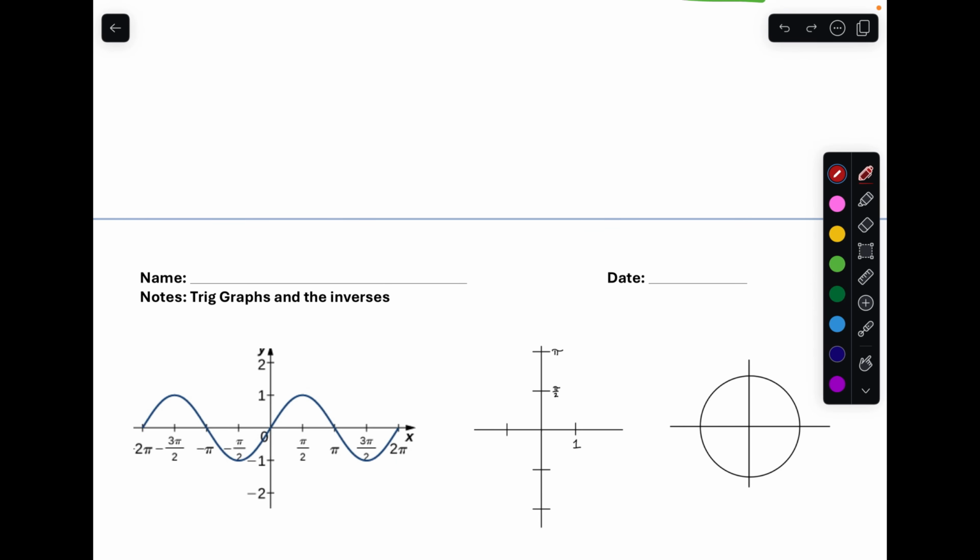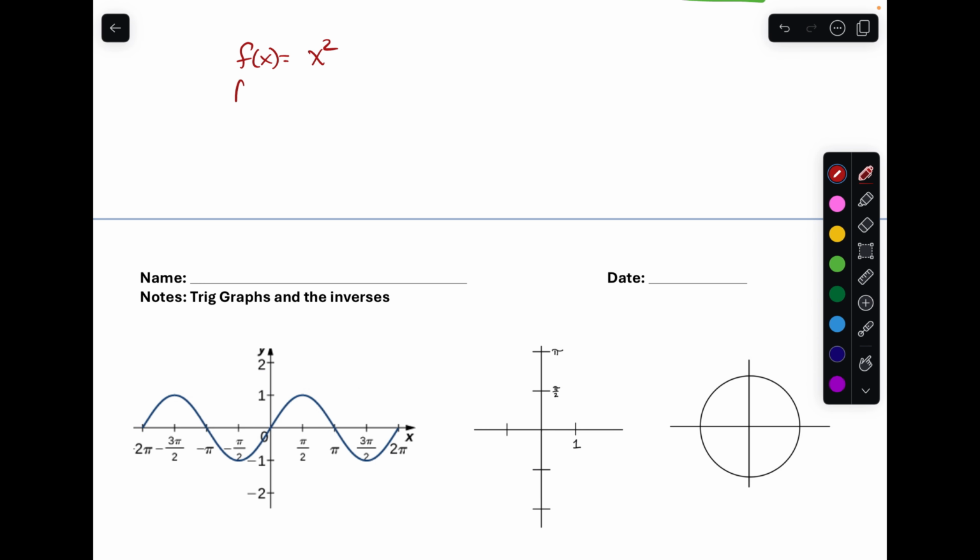All right, hi everybody. So in today's lesson, we're going to talk about trig graphs and their inverses. To start, I want to go back and review what it means to be an inverse. So let's just use a function here, f of x equals x squared. We've graphed plenty of parabolas. We've looked at that function multiple times.